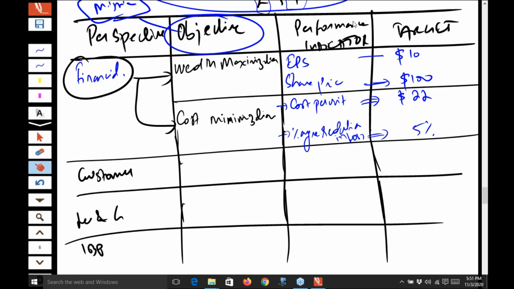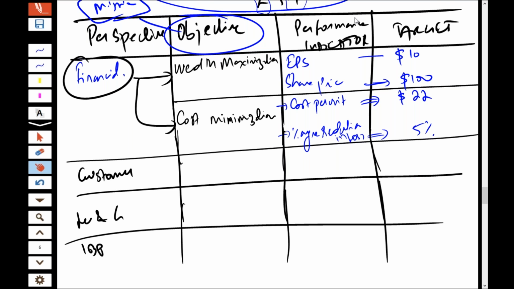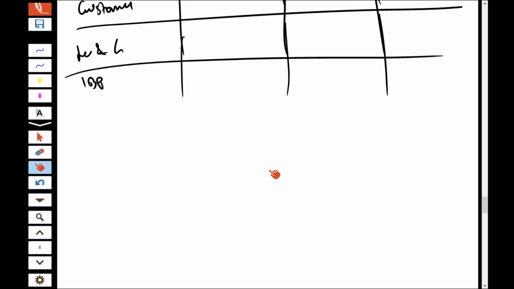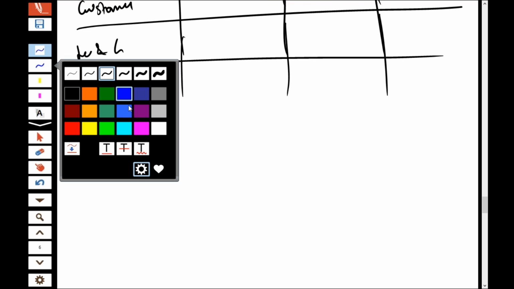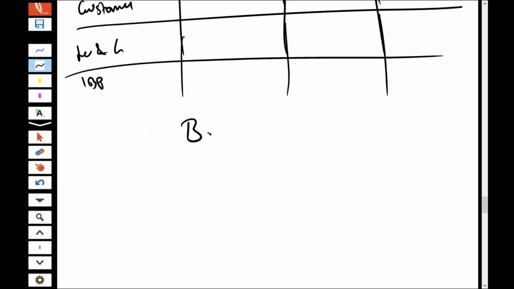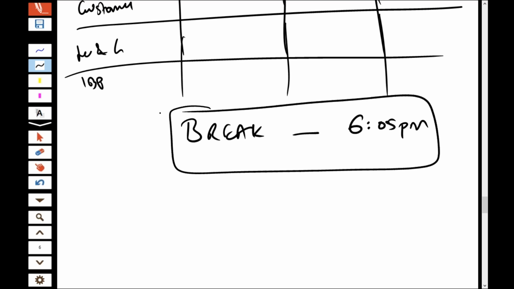Okay, good enough. So we are done with this balanced scorecard, which is an important model with respect to performance management. So I'm going to take a short break. We've been studying for the past more than 1.5 hours now. So I'm taking a break for 10 minutes. And this is going to be a break till 6:05 PM Pakistan time.